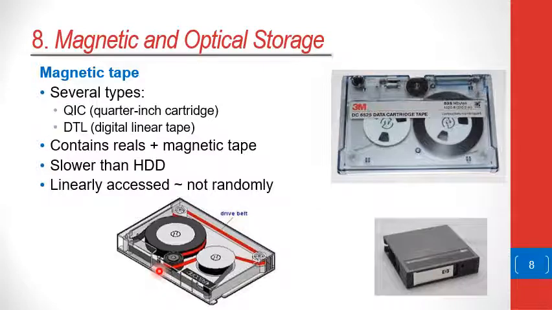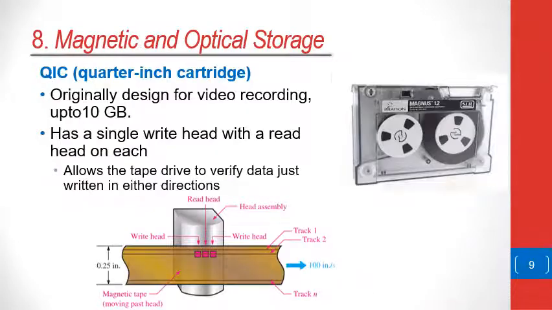The access of a magnetic tape is slower than that of a hard disk. It's not randomly accessed, it's linearly accessed, in the sense that if you want information at the end of the tape, the whole of the tape has to be unwound in order to reach that information. So it makes it much slower.